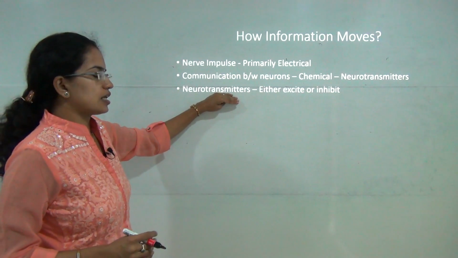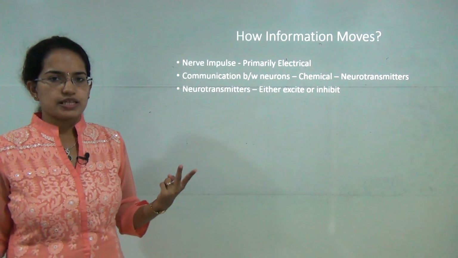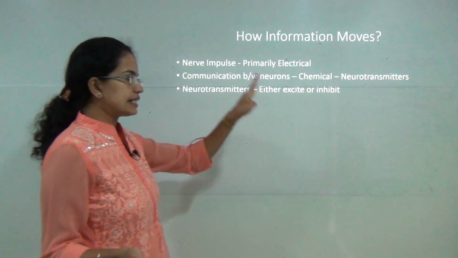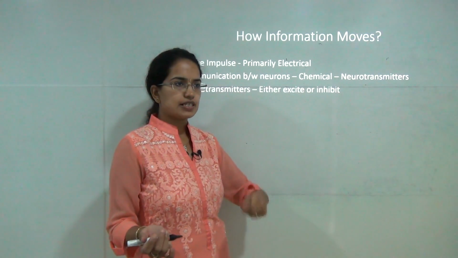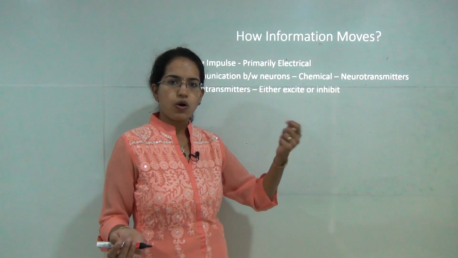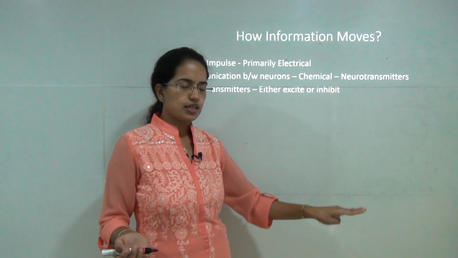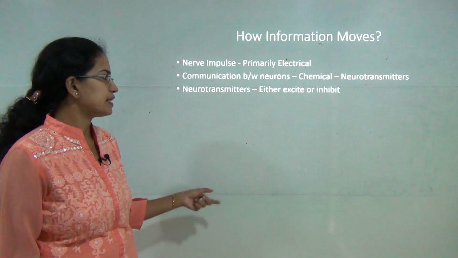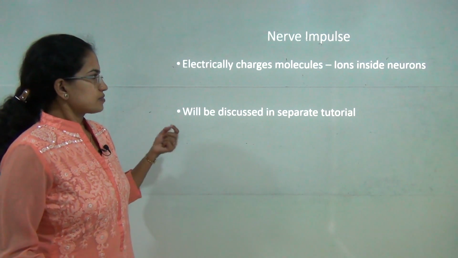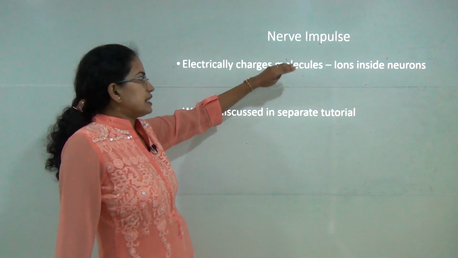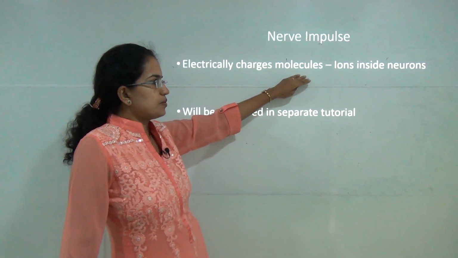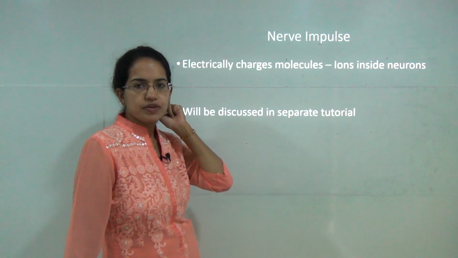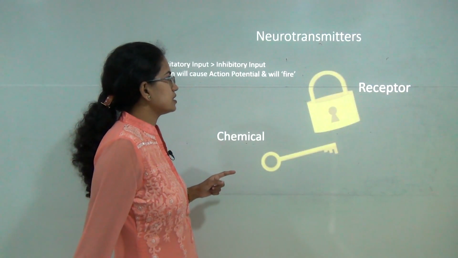Now these neurotransmitters work in two ways. Either they excite the next neuron or they inhibit. So either they will excite the next neuron or they would reduce or decrease the work of the next neuron or decrease the strength of the signal, in better words I would say. So nerve impulse works with the electrically charged molecules which are known as ions, which exist inside the neurons, and then we will understand the action potential in detail.